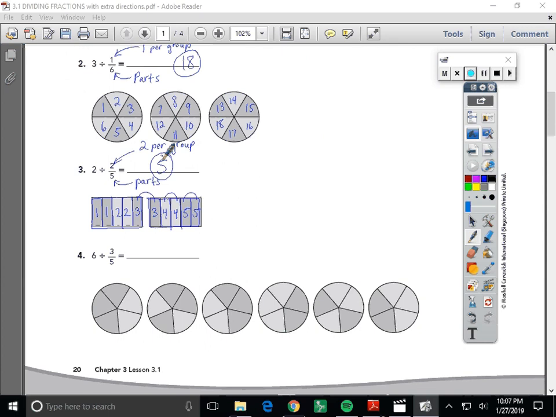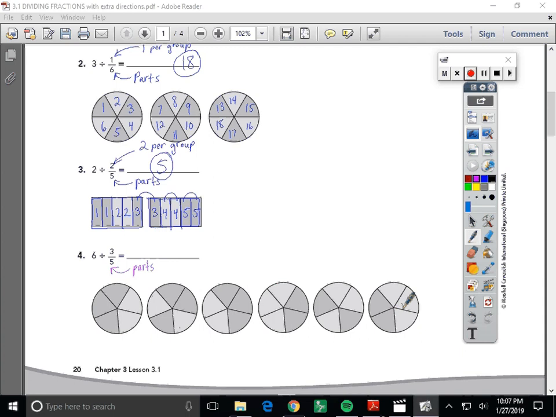For this last one, we're given a model of 6 whole pizzas or pies, and these 6 whole pies are being divided into groups of 3/5. Well, before I can go to the 3/5, I pay attention to my denominator. I need to make sure that there are 5 parts in each of my models. 1, 2, 3, 4, 5 looks good. 1, 2, 3, 4, 5. Yep, they've already split these fifths for us in all of the models, all of the whole pies, if you will.